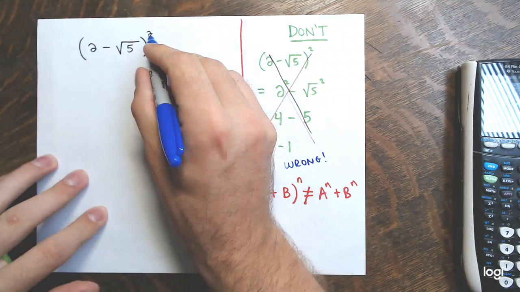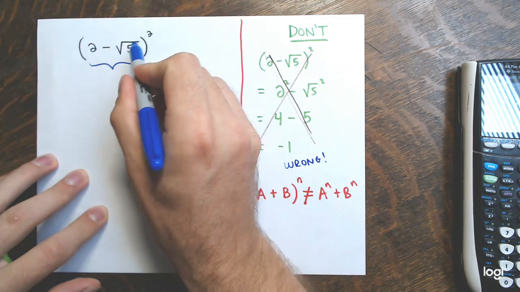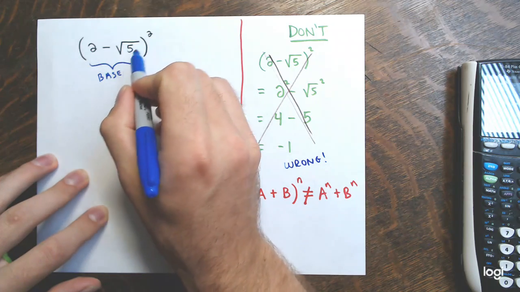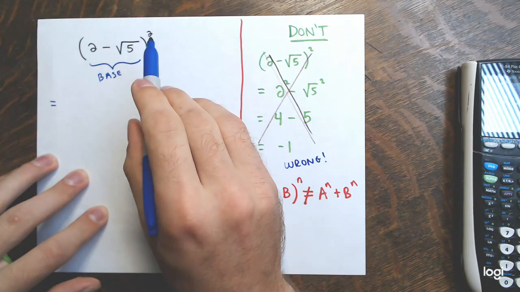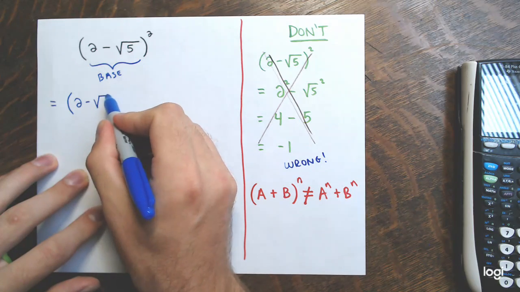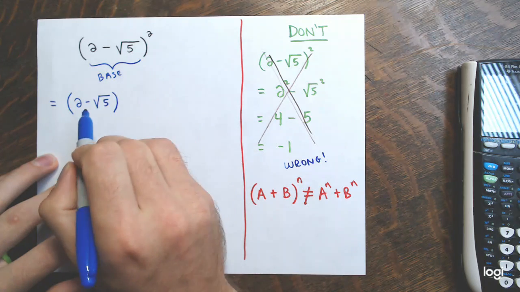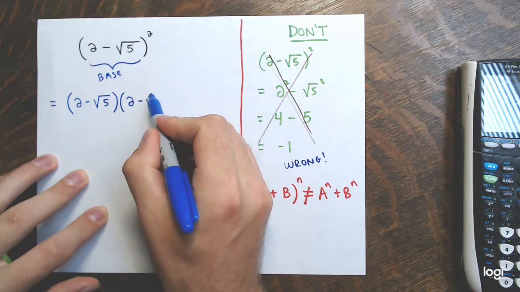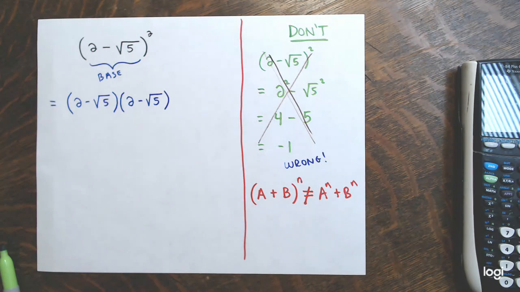So remember what it means to square something. Now notice that this entire thing is in the parentheses underneath the 2. So 2 minus the square root of 5, that whole thing in parentheses, is the base on this exponent of 2. Remember what that means. When you take a base and raise it to a whole number power, it means take that base, that 2 minus the square root of 5, and multiply by 2 factors of it. So there's 2 minus the square root of 5 times another 2 minus the square root of 5, right? You multiply it by itself. That's what it means to raise something to the second power, to square it.